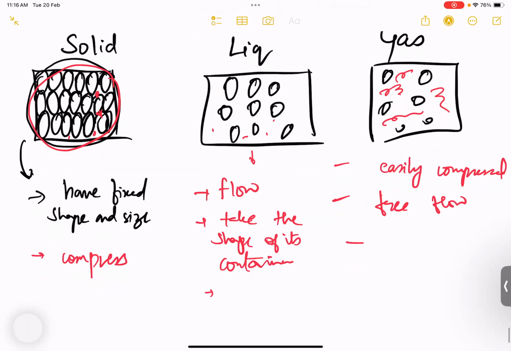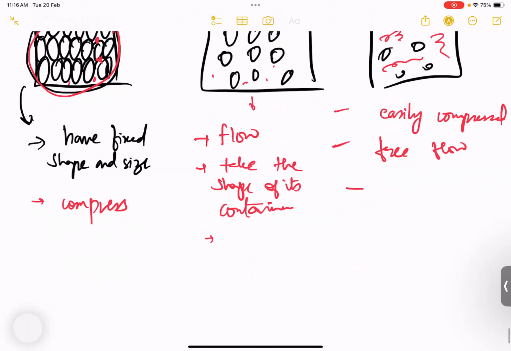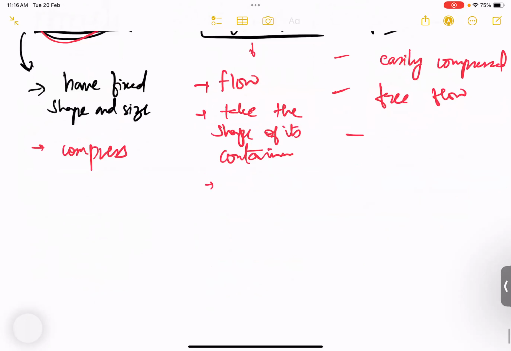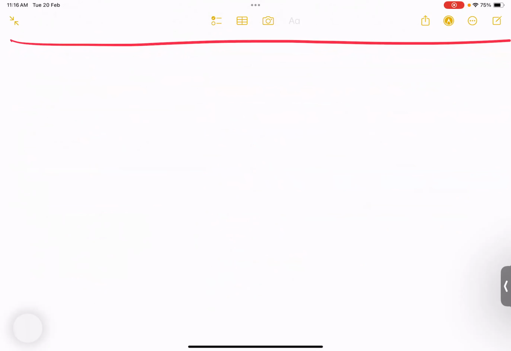So definitely you need airtight containers if you want to trap the gas. Otherwise it's impossible. Gases just flow all around. So these are the properties of solids, liquids, and gases. Now coming to the next important aspect which we need to discuss, the properties of water and how water changes its form, right?